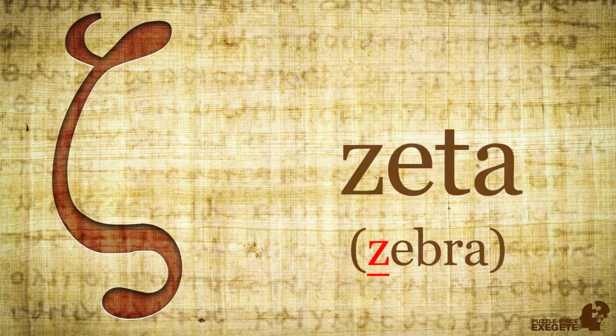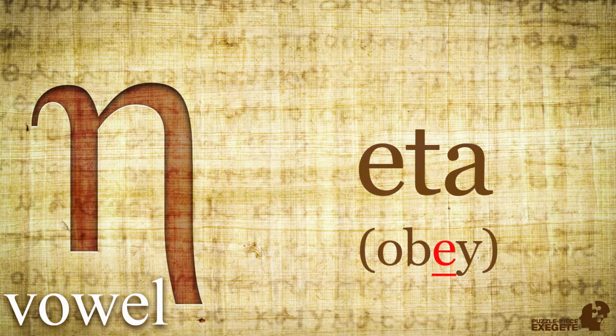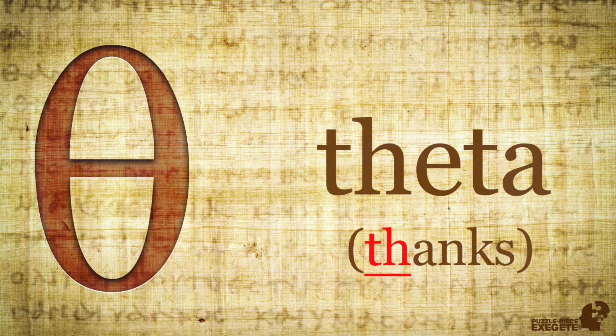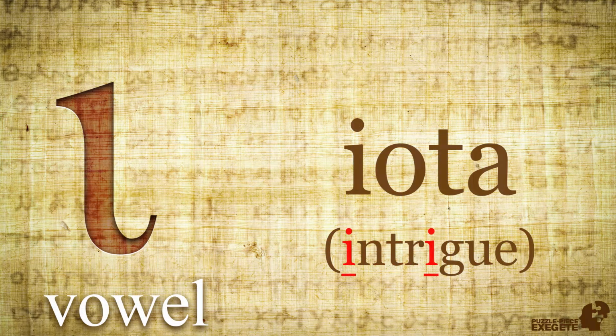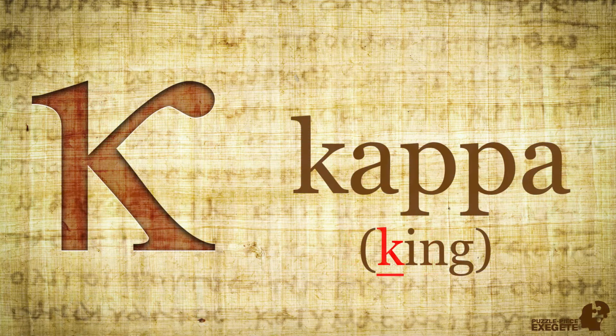Next letter is zeta, like the Z in zebra. Next letter is eta, like the long E in obey. Now be careful, this kind of looks like an N with a tail, but it's an eta. Next letter is theta, like the th in thanks. Next letter is iota. Now iota can be either short or long, so the word intrigue actually helps to bring this out.